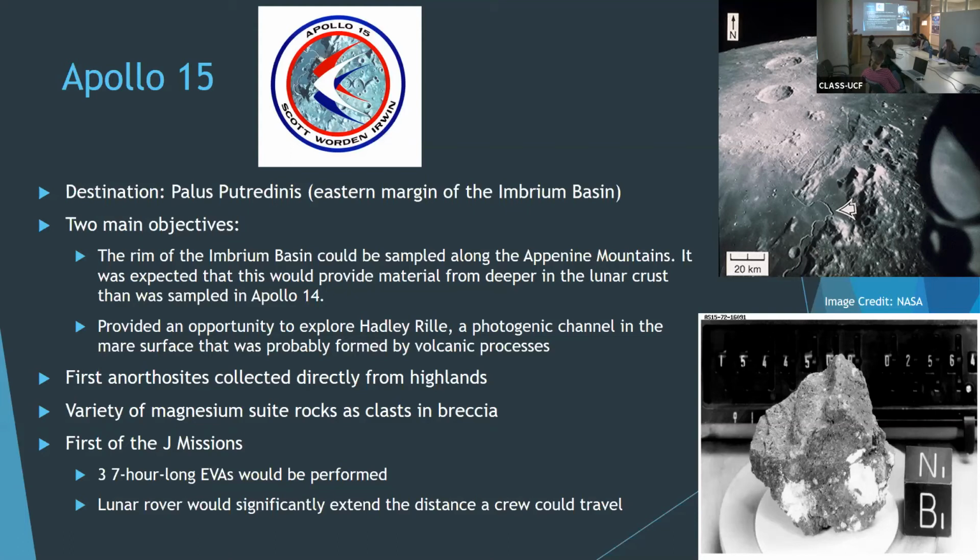And this was what I thought was pretty cool. One of the first of what was called the J missions, where they have those 3 to 7 hour long EVAs would be performed, and then this is the first one that marked the lunar rover on the surface. So it allowed them to travel much larger distances, collect a lot more.